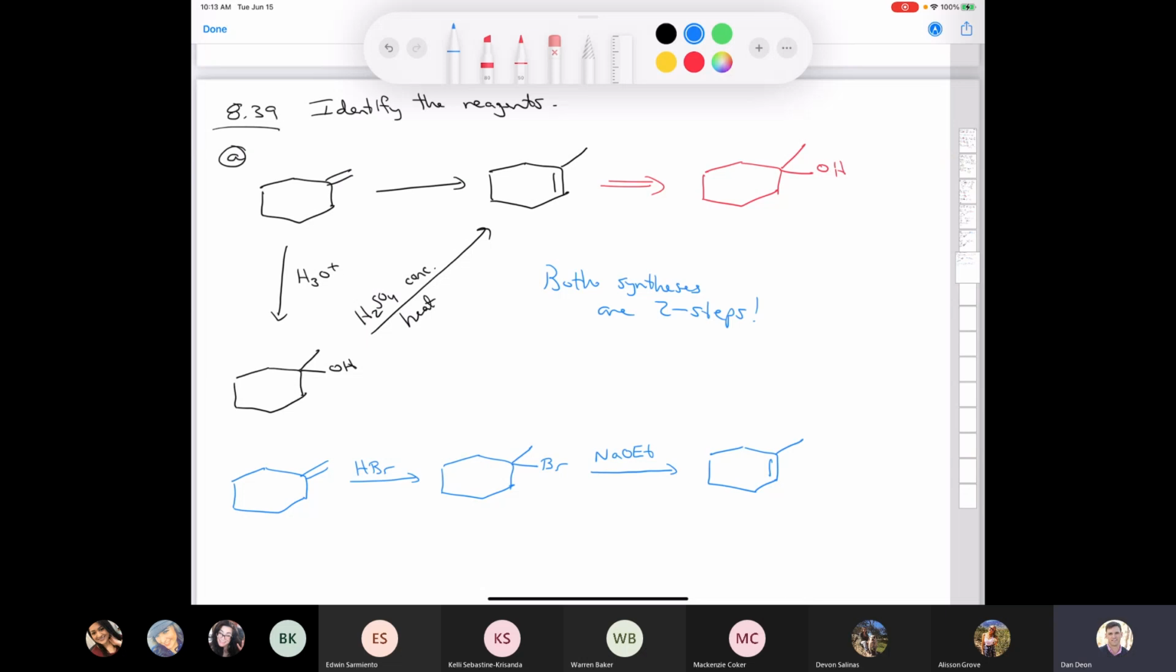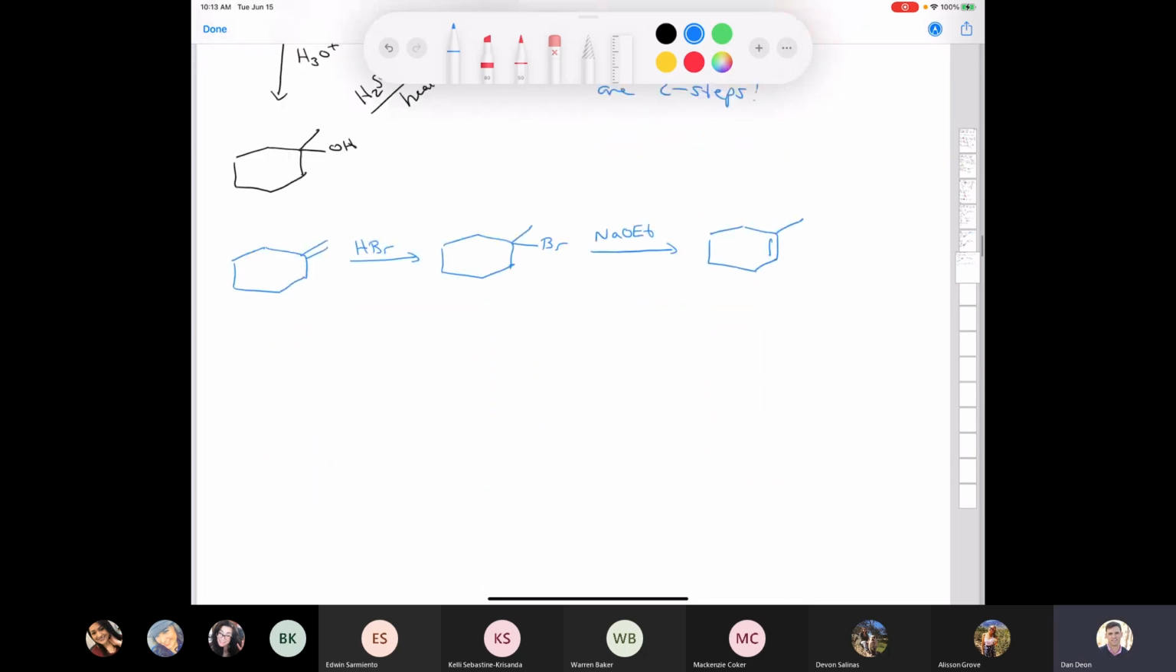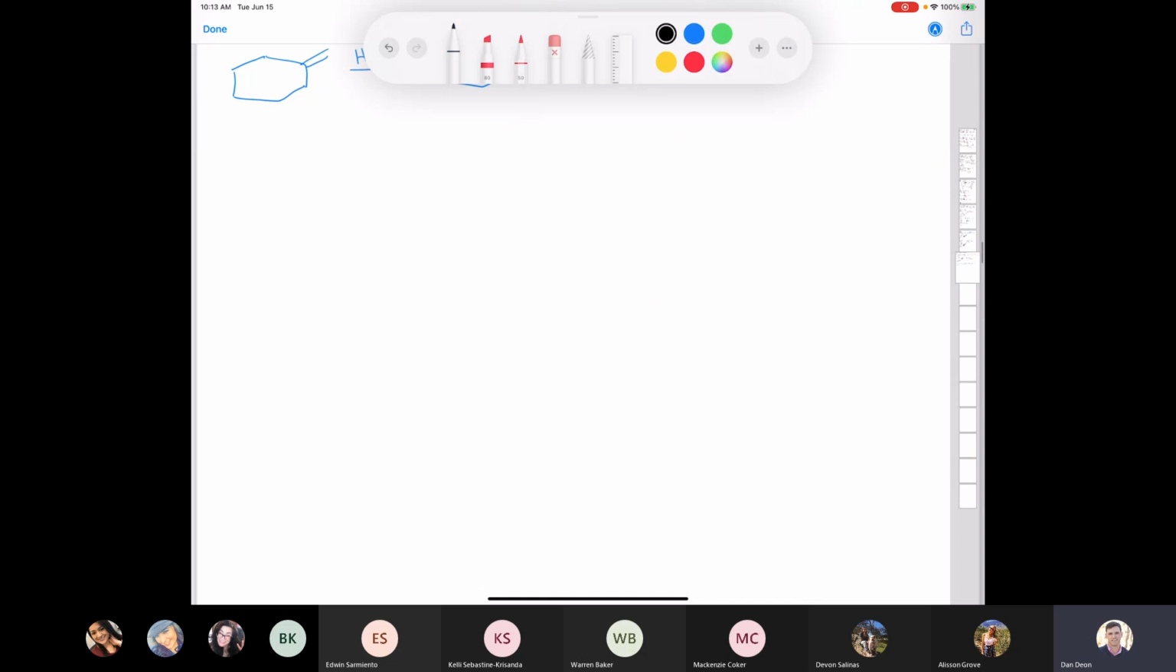Let's try 8.39b, and we're going to take a look at C and D as well. So this is 8.39b. And we have this compound here where we have the double bond here, and we want to take this compound and put the double bond in here. So we want to go from a Hofmann alkene to a Zaitsev alkene.